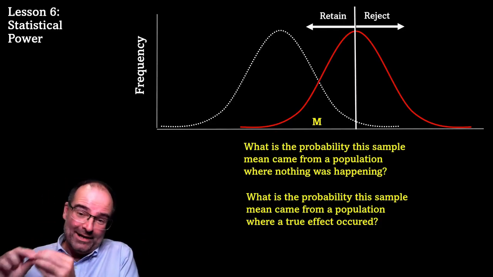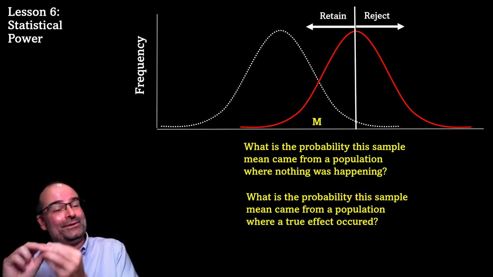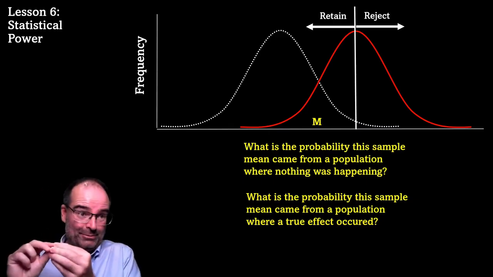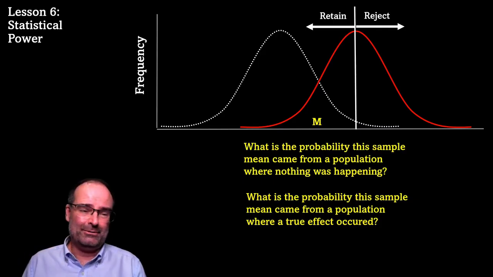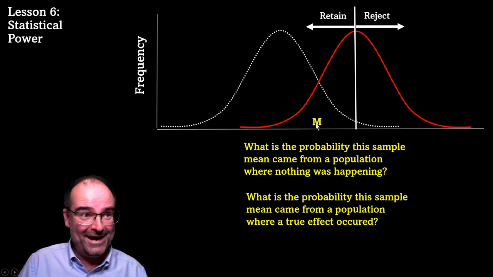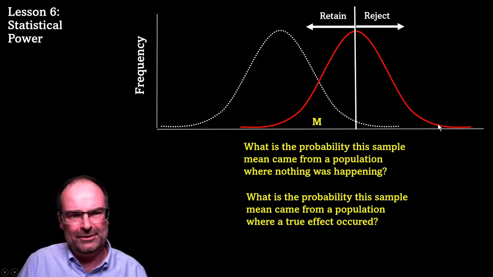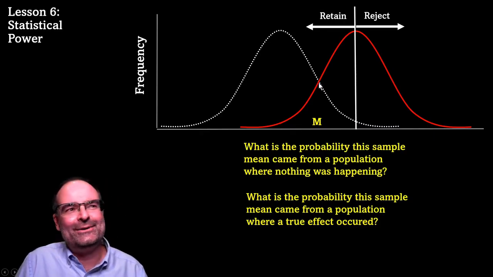Remember, we're just getting one sample mean per research study, and yet we're able to determine the probability this sample mean came from a population where nothing was happening, and the probability this sample mean came from a population where a true effect occurred. And you can see why I put the little yellow M there, because if you think of the height of these lines as the probability, getting more probable as it gets higher, this is where the probability crosses for the null and the alternate distribution.